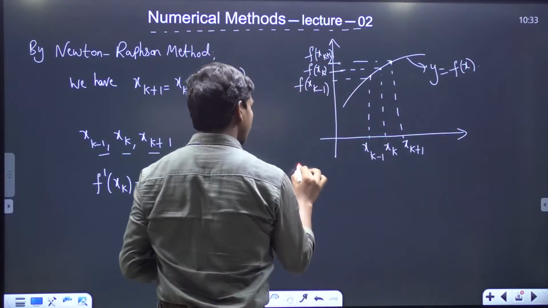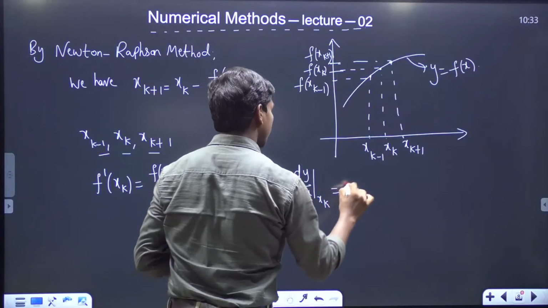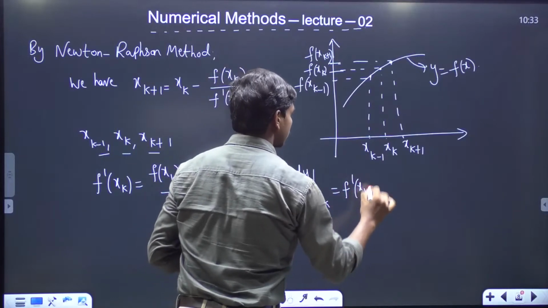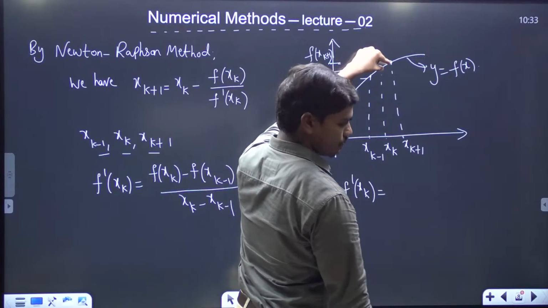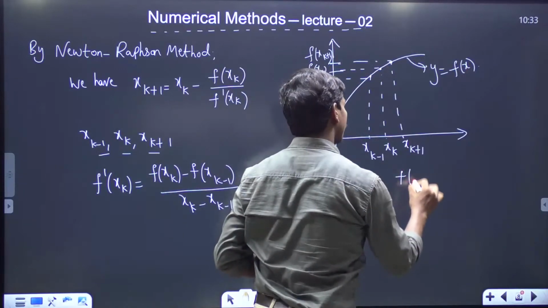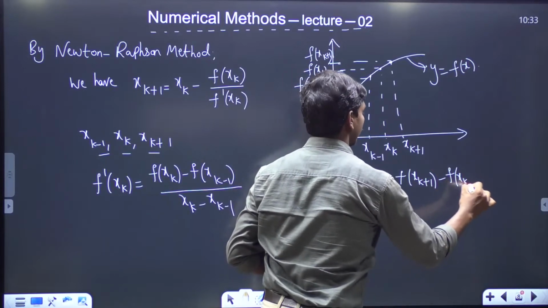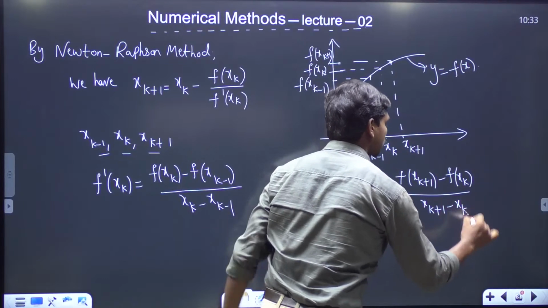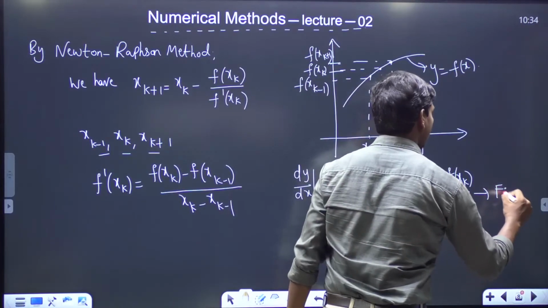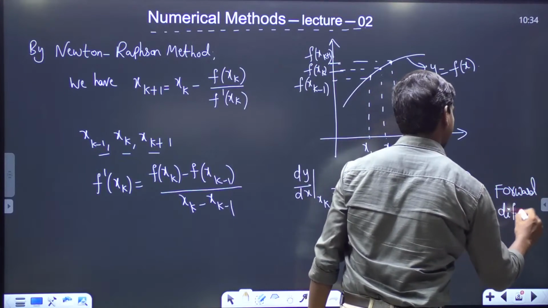See here, dy by dx at xk is equal to f dash of xk. Taking these 2 points, we can frame one differentiation, which is f of xk plus 1 minus f of xk divided by xk plus 1 minus xk, and this is called forward difference.